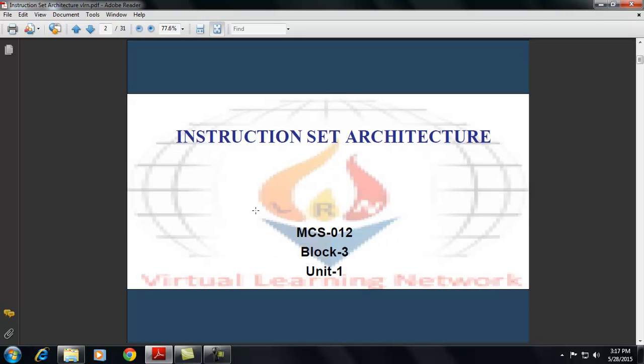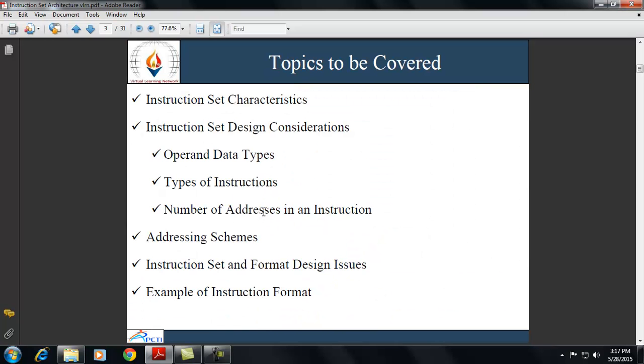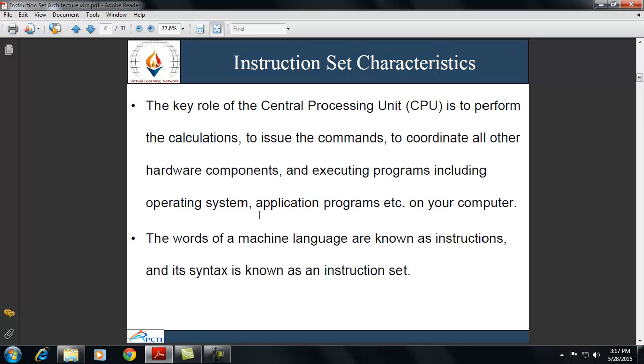In today's session, we will discuss the instruction set architecture. In instruction set architecture, we will discuss instruction set characteristics, instruction set design considerations, addressing elements, instruction set and format design issues, and examples of instruction format. First of all, instruction set characteristics.